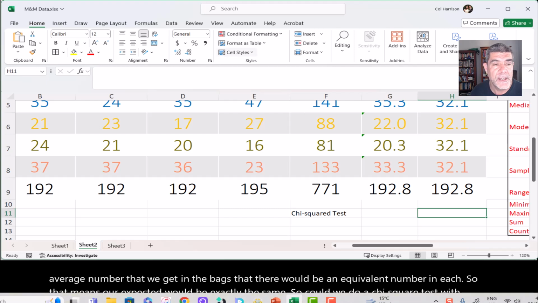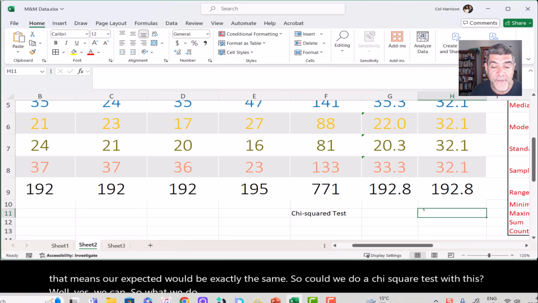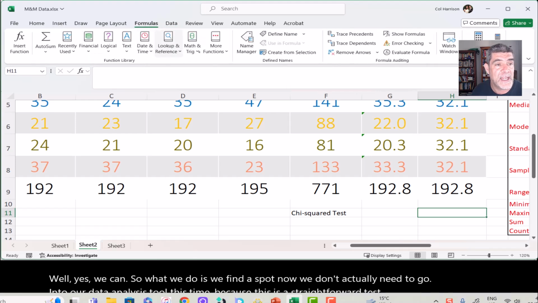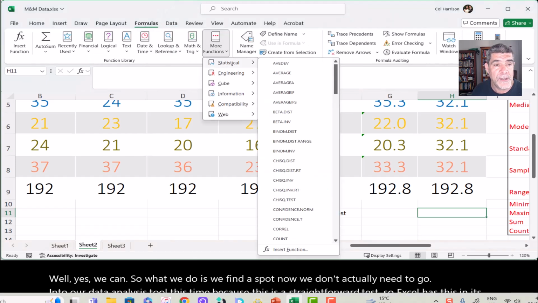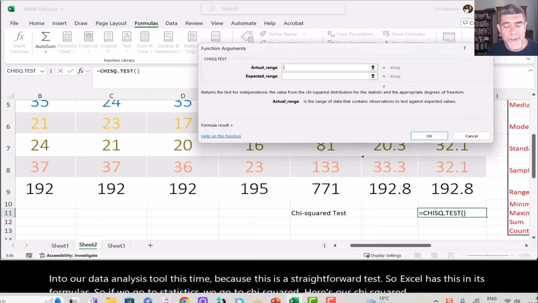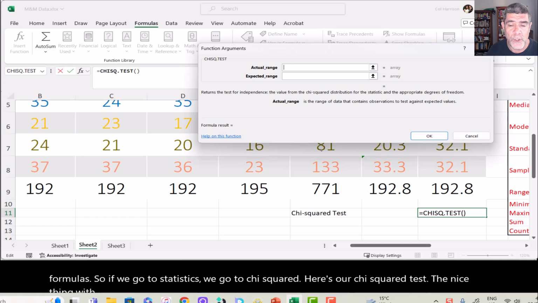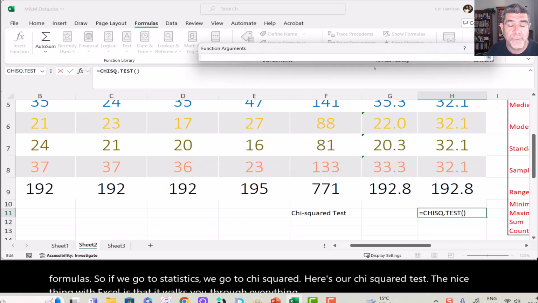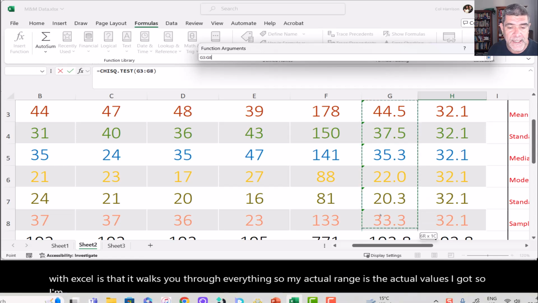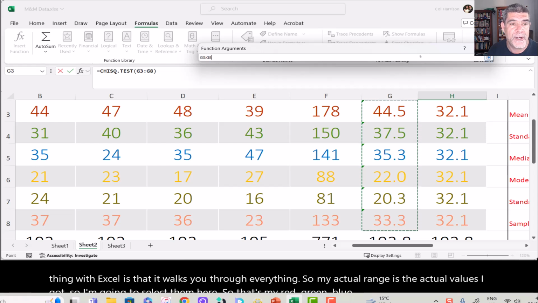Well, yes, we can. Now, we don't actually need to go into our data analysis tool this time because this is a straightforward test. So Excel has this in its formulas. If we go to statistics, we go to chi-squared. Here's our chi-squared test. The nice thing with Excel is that it walks you through everything. So my actual range is the actual values I got. So I'm going to select them here. That's my red, green, blue, yellow, brown, and orange.